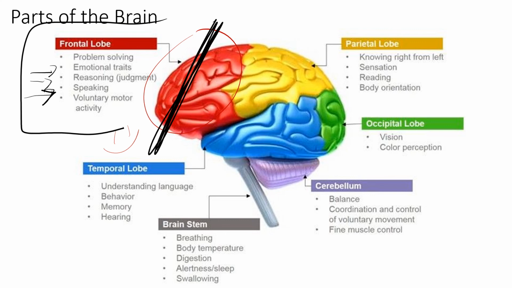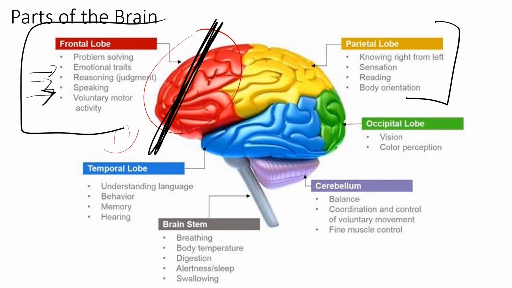All right, so moving on back through the head, next one's the parietal lobe. If you put your hands on the top of your head, on either side, you're touching your parietal lobes. This is where you know your right from your left. It also has to do with sensation, so touching things. It's where your body develops its reading skills and body orientation, like knowing which way is up and down. So if you get really dizzy, this is involved with your parietal lobe.